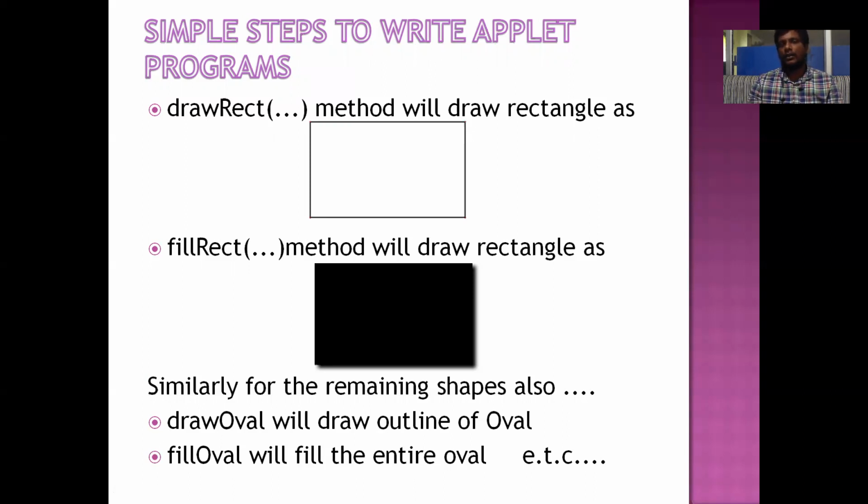So drawRect will draw only the border of a rectangle, a square, a circle, or an ellipse, and fillRect will fill that particular rectangle or square. Along with drawRect and fillRect, we have drawOval and fillOval also. drawOval will draw the outline of the oval, whereas fillOval will fill the entire oval with color. By default it is black, and if you want to fill it with a different color, we have to use setColor(Color.red). Then that particular oval will be filled with red color.